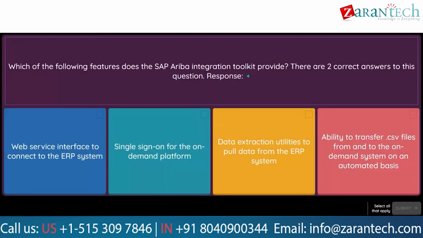Question: which of the following features does the SAP Ariba Integration Toolkit provide? There are two correct answers to this question. Response: Option 1, Web Service Interface to connect to the ERP system. Option 2, Single sign-on for the on-demand platform. Option 3, Data extraction utilities to pull data from the ERP system. Option 4, ability to transfer .csv files from and to the on-demand system on an automated basis.